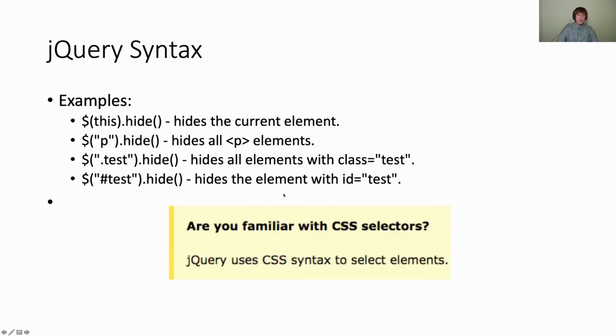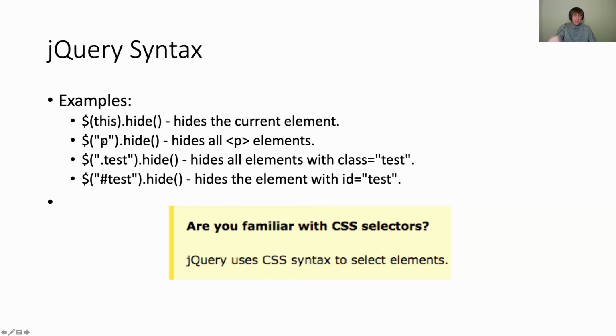Now here's some real life examples. So let's say I have an event listener and I click on a paragraph tag and I want to access the current element. I could use the this keyword, and in this case I'm using the hide method. So it's going to hide the paragraph tag that was currently clicked. The other thing I can do is select all paragraph elements. So here I'm selecting an element, which is a paragraph element. That's the same selector as CSS.